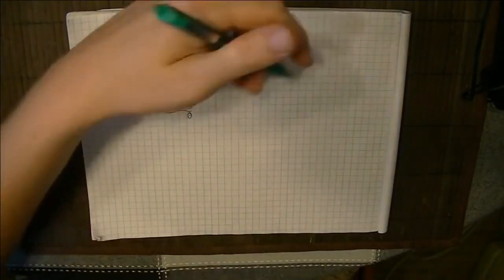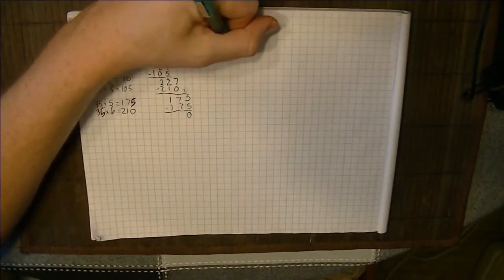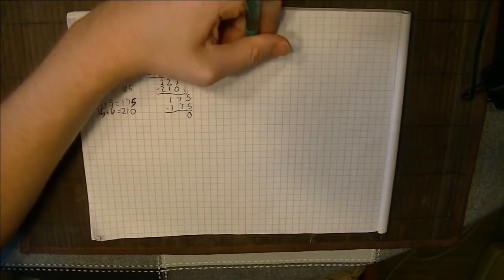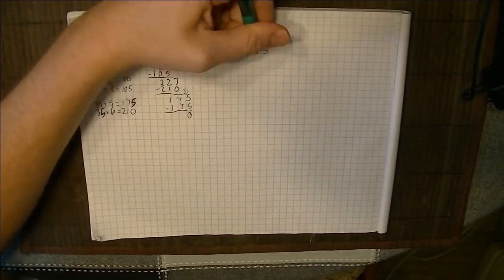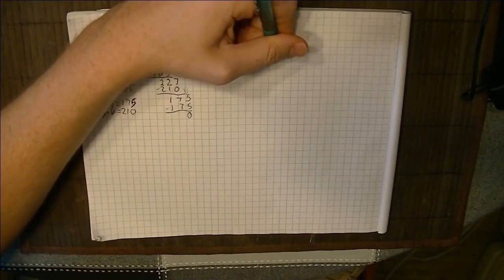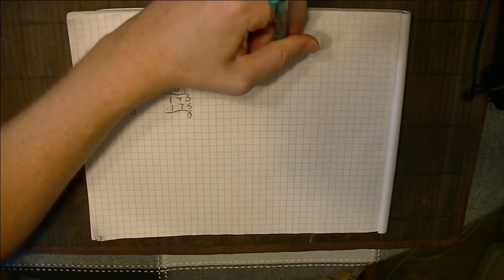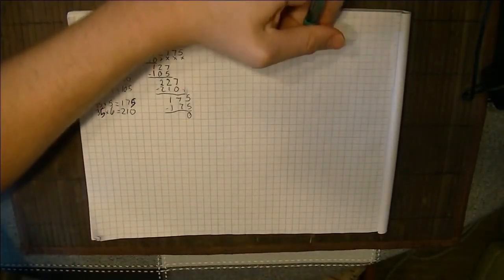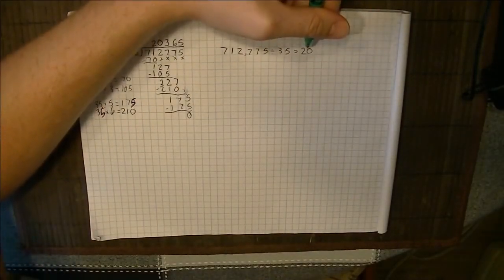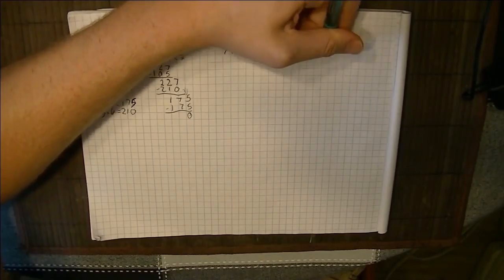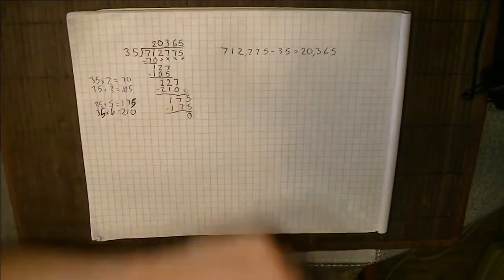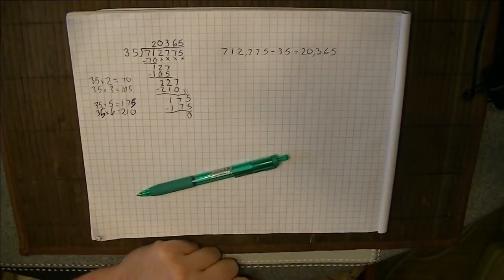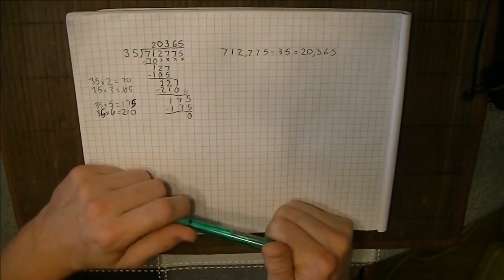So, just to write down the answer all nice, I have 712,775 divided by 35 is equal to 20,365. There we go. Cool. So that is long division.